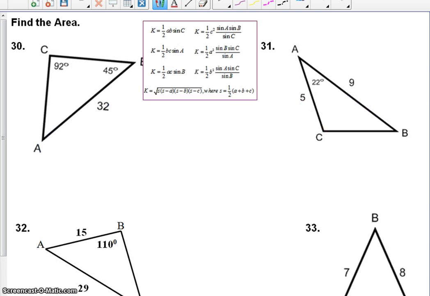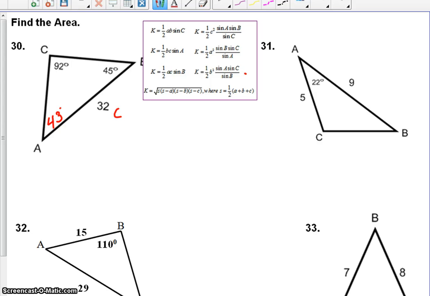Okay, so now I have some of our area formulas here, and you kind of have to decide what you have. Here I have angle C, side C, and angle B. So what happens when I have two angles and a side? Actually, technically I have three angles, because the 180 rule tells me this has to be 43 degrees. Sorry, I have to calculate here. 43 degrees. Okay, I have three angles.